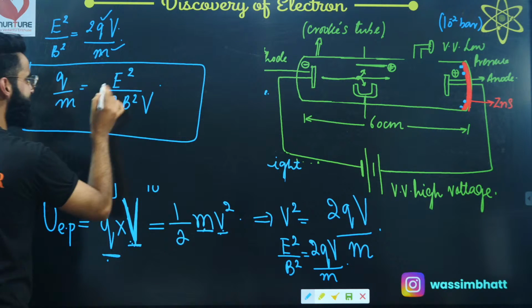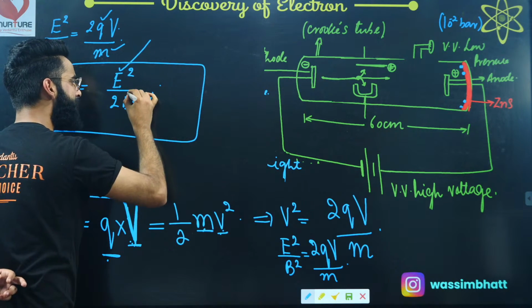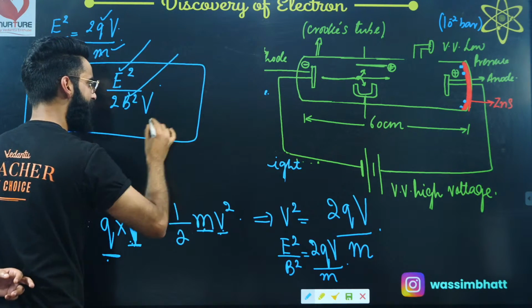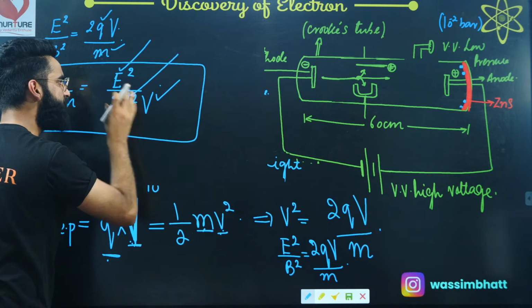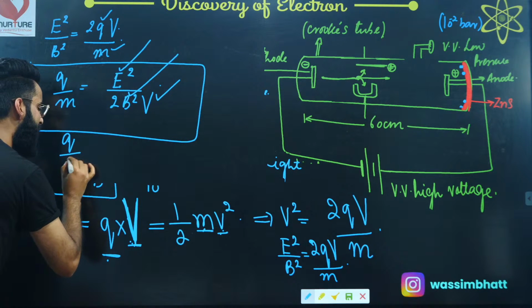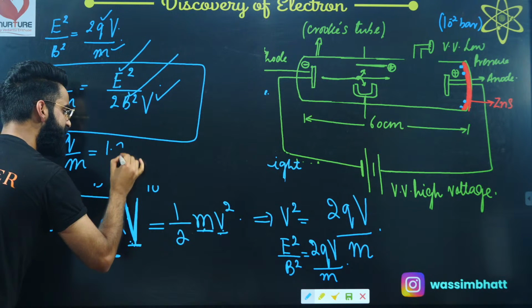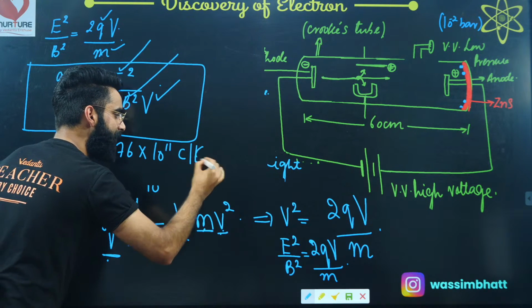Now people, this E is something which I call electric field strength, which he already knew. B is the magnetic field strength, which he already knew. V is the voltage of the battery, which he already knew. So knowing all these values, putting them into this equation, he got the Q by M ratio of the electron, which was found out to be 1.76 into 10 raised to the power 11 coulomb per kilogram.